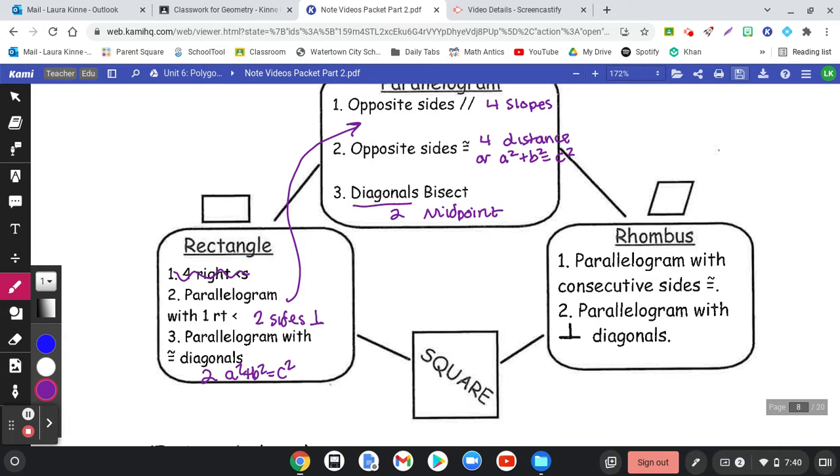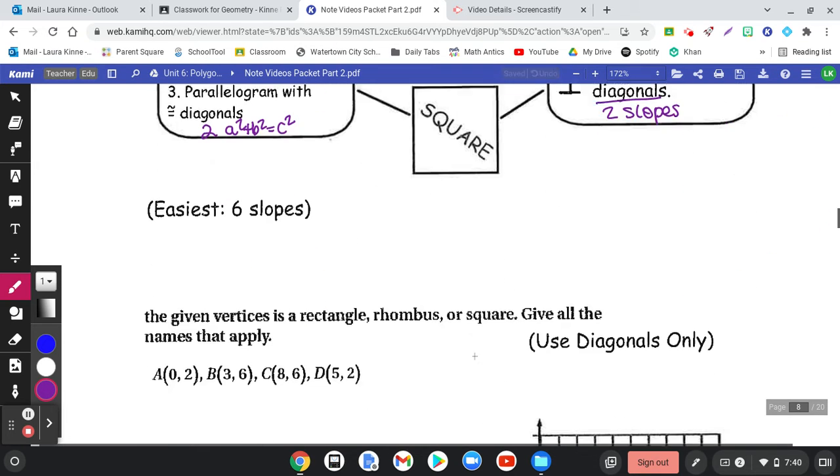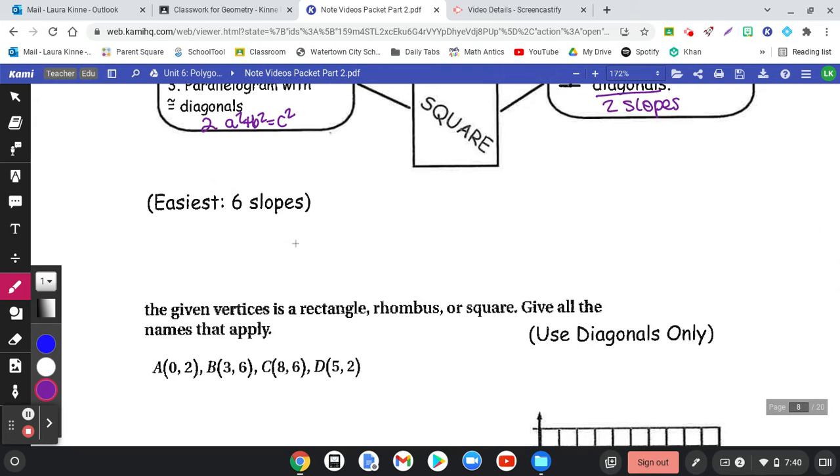All right, a rhombus. So one of these up here that shows it's a parallelogram with consecutive sides congruent. So that would be two distance, or a squared plus b squared equals c squared. Or a parallelogram with perpendicular diagonals, which would just be the two slopes of your diagonals showing that they're negative reciprocals. Remember, if they're both a rectangle and a rhombus, they're a square. If they're neither, or if they're only one, then they're not a square. My favorite is six slopes, but we're going to look at some different ways to do it.